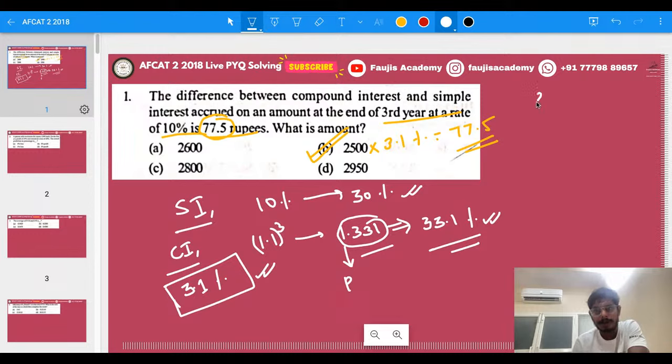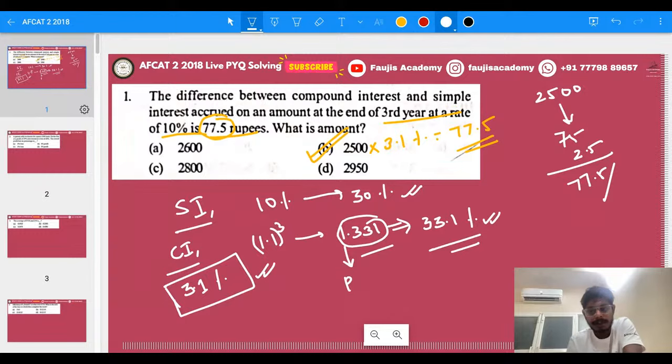Why? Because for 2500, 3% of it will be 75, and 0.1% will be 2.5. So is it 77.5? Yes or no, guys? You guys need to be slightly shrewd, smart.